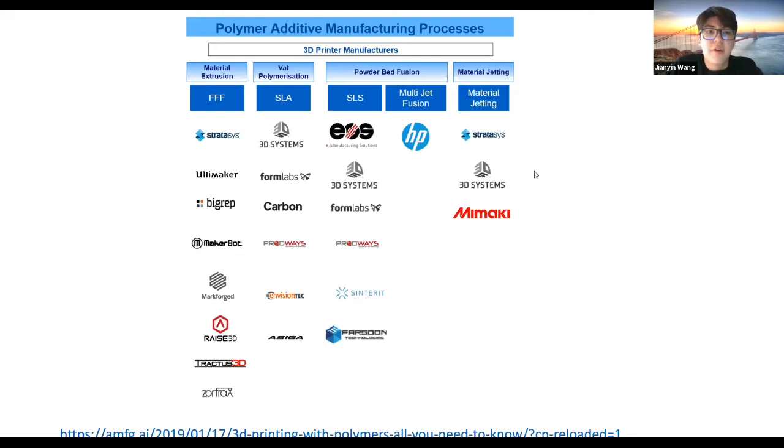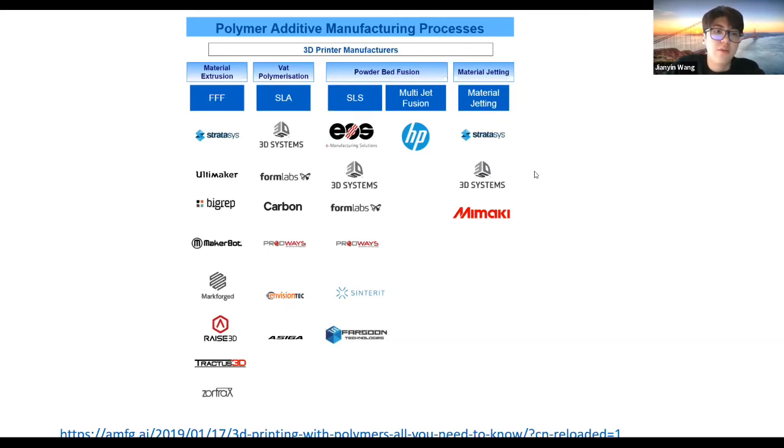Compared to SLS, MJF has a much faster workflow, which can speed up the cooling process and the powder recycling process. However, the limited number of materials also becomes one of the barriers of MJF.